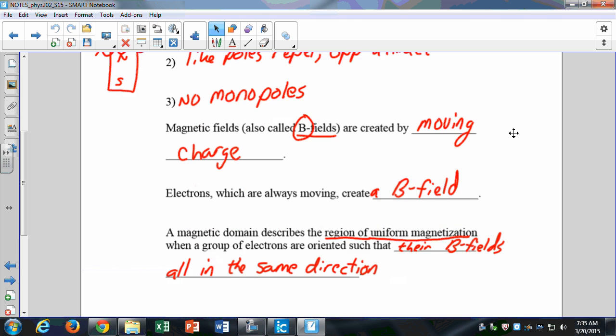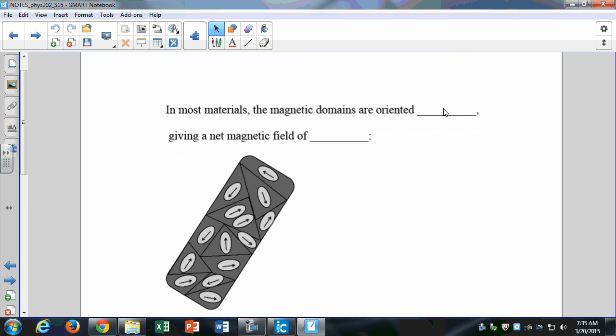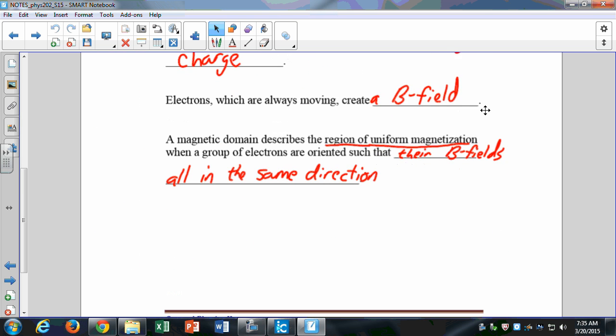Sort of at the very basic core, magnetic fields are created by moving charges. And when we talk about magnetic fields, we talk about magnetic domains. Magnetic domains, let's see, we talked about this already? Yeah, a magnetic domain is just a region of uniform magnetization.